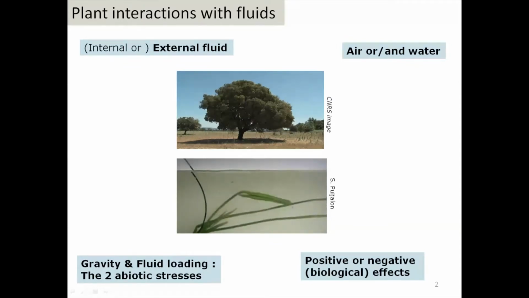Something I want to emphasize is the bottom line here: from a plant's point of view, there are two main abiotic stresses, that is, not biological stress, but mechanical stress. One is gravity, of course, plants are facing gravity. And the second one is fluid loading. They are typically of the same order of magnitude of forces. So this is really very important in the way a plant grows and lives its life.